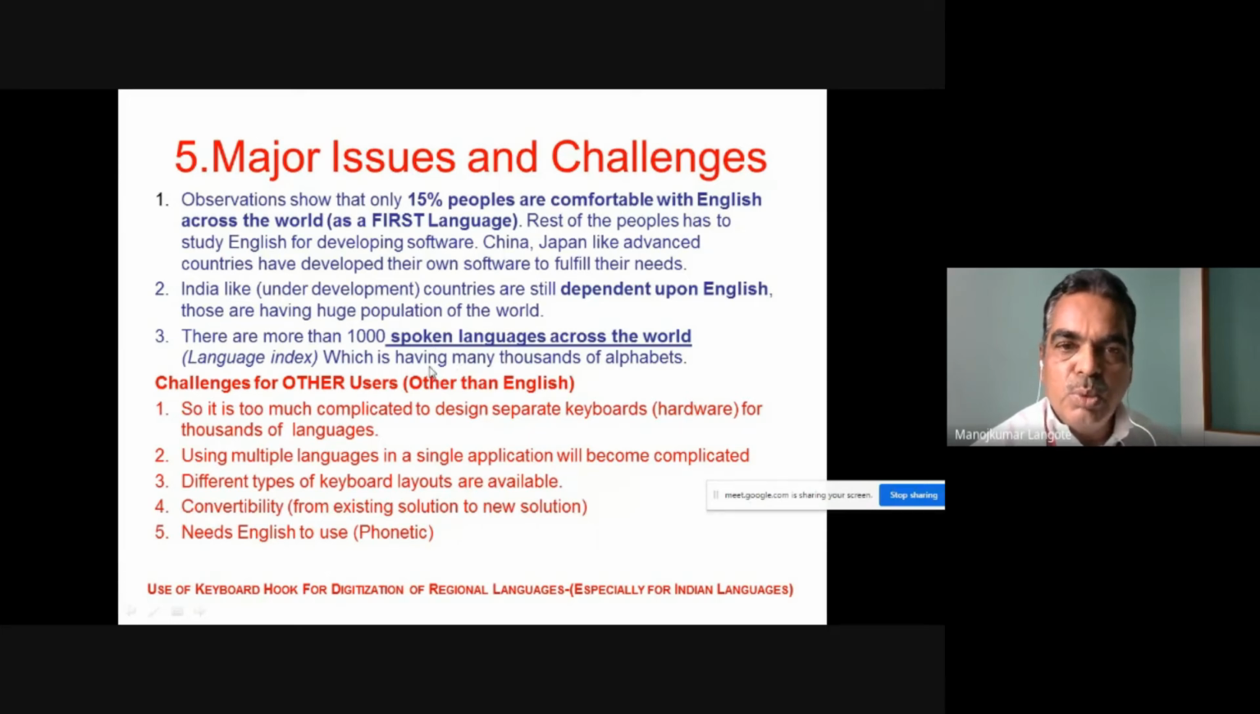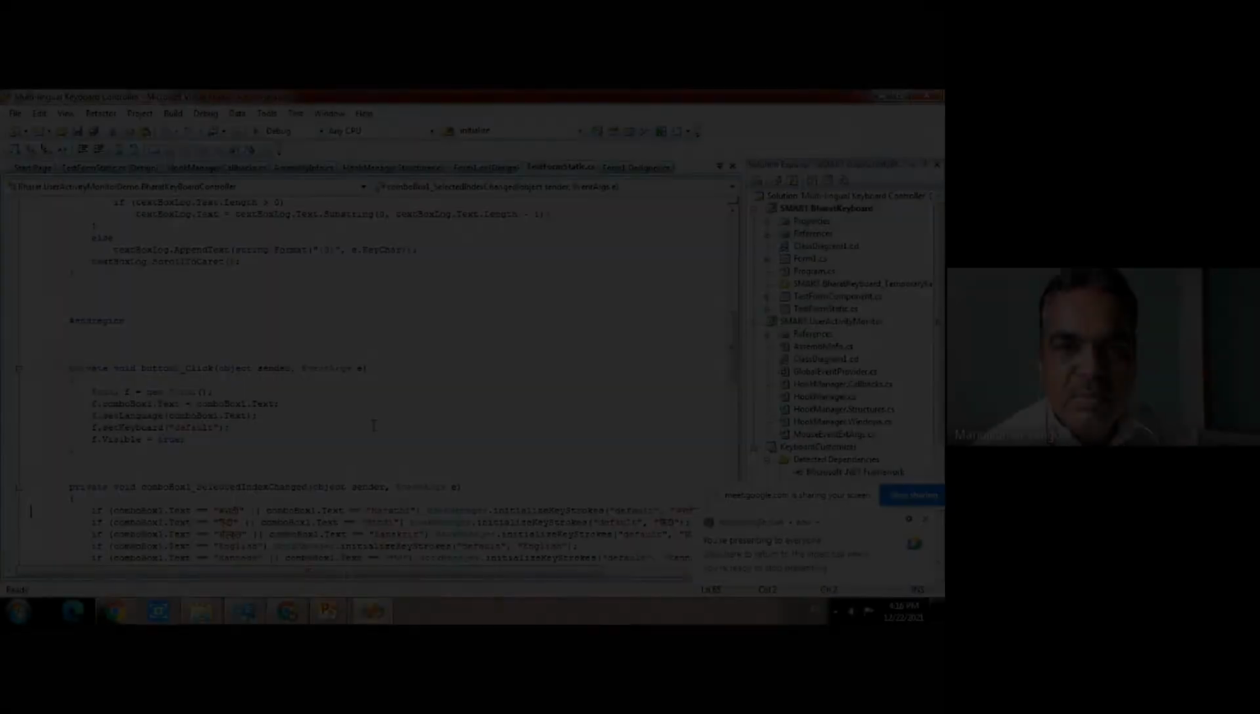So there are more than 1,000 spoken languages across the world. Actually, it is more than 6,000, which is having many thousands of alphabets. And just as I told you, it is near about 1 to 1.5 lakh alphabets. In challenges for users other than English, it is too complicated to design separate keyboards for thousands of languages. Using multiple languages in a single application will become complicated.